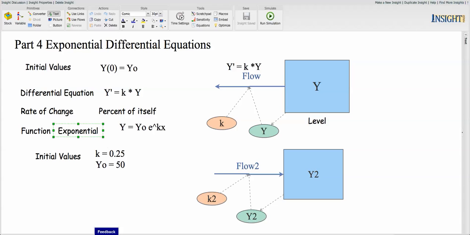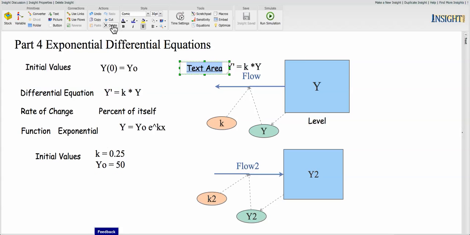So the function's an exponential function. Y equals y sub 0 times e to the kx power. The little hat there indicates to the exponential, the exponent, superscript. The initial values that we're going to put into the model are k equals 0.25 and y sub 0 equals 50.